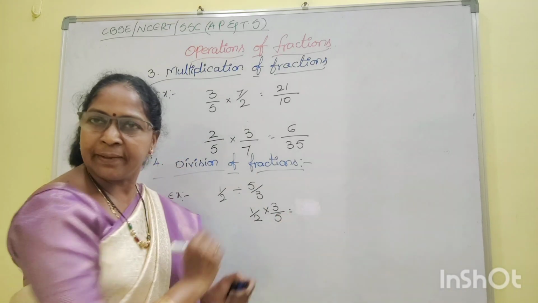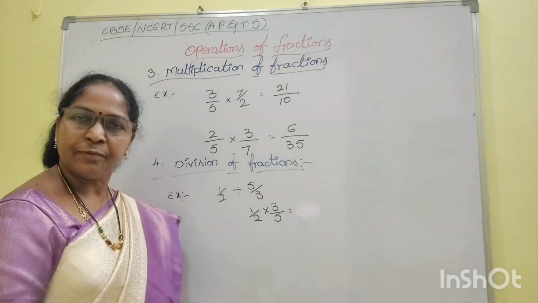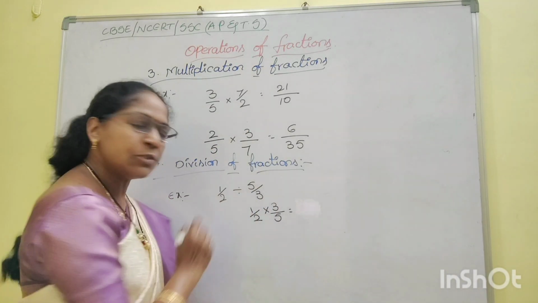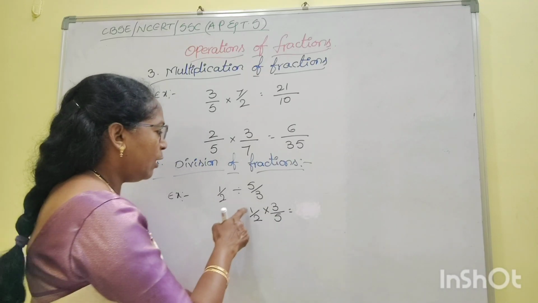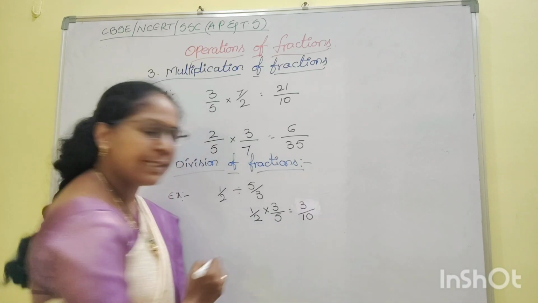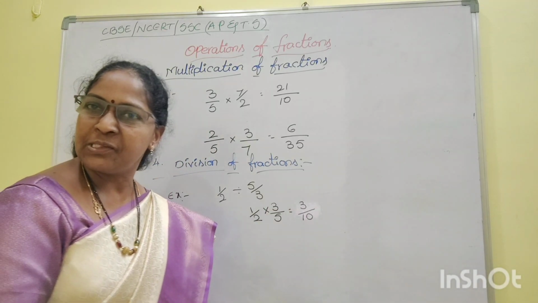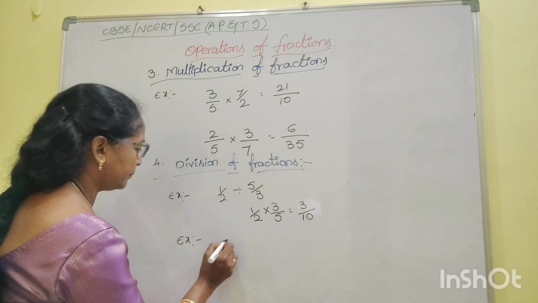First step is this one. Next, it is multiplication of fractions only. You have to follow the same procedure. So the numerators you multiply, and next the denominators you multiply. 1 into 3 is 3, divided by 2 5s are 10. This is the procedure.